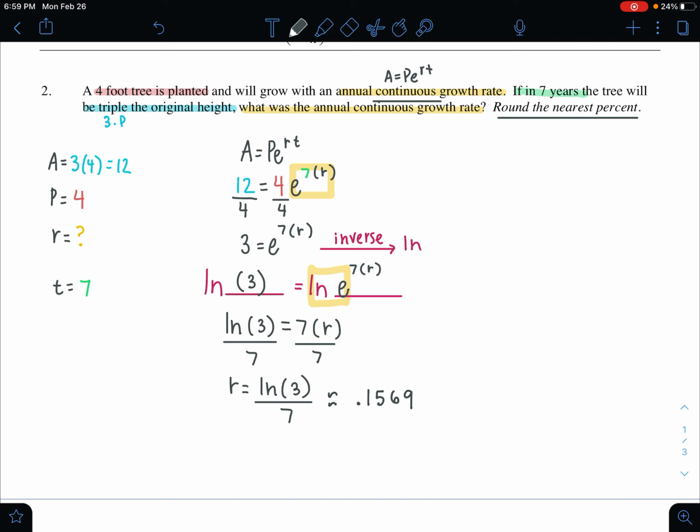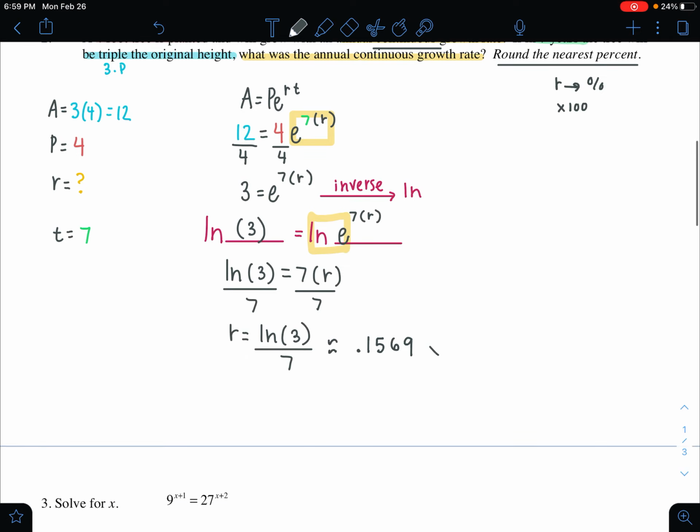However, it wanted that rate to be in a percent. So rate to percent, you multiply by 100. So if I multiply this by 100, I get 15.69%, so we'll go ahead and round it up to be a 16% growth rate.